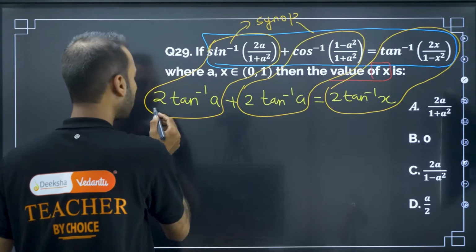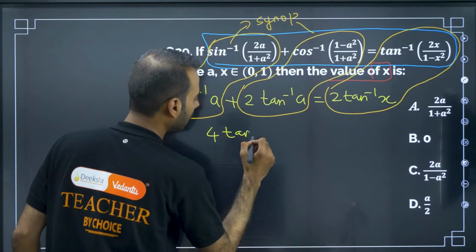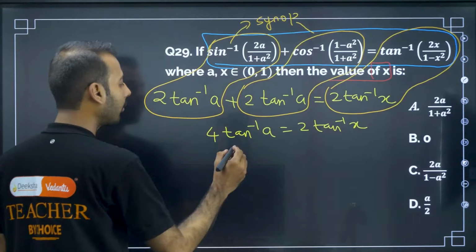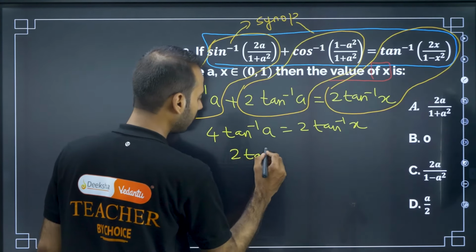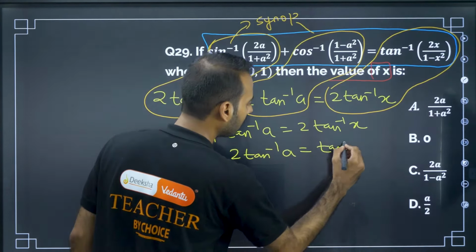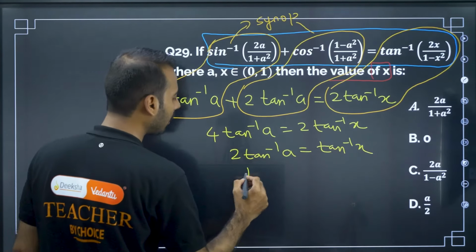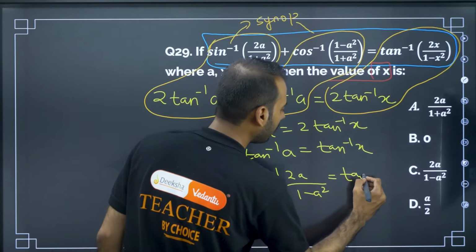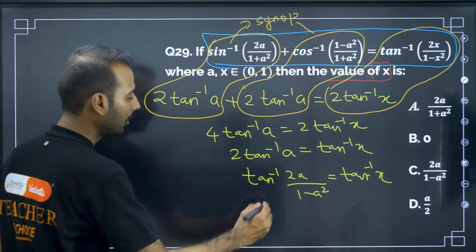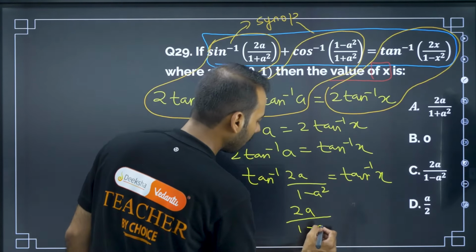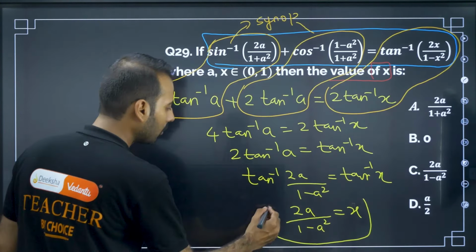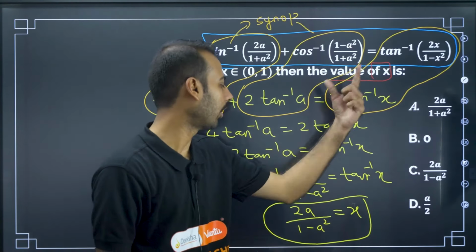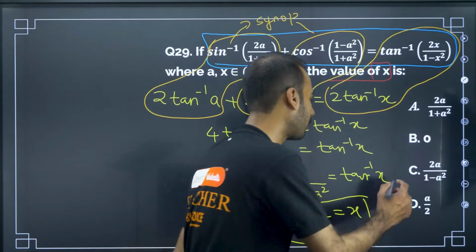What we have to do now? 2 tan inverse a plus 2 tan inverse a is 4 tan inverse a. 4 tan inverse a is equal to 2 tan inverse x. So 2 tan inverse a is equal to tan inverse x. Next, 2 tan inverse a can be written as tan inverse of 2a by 1 minus a square, equal to tan inverse x. Next, 2a divided by 1 minus a square is equal to x. They are asking to find the value of x. The x value is 2a by 1 minus a square. So C is the answer.